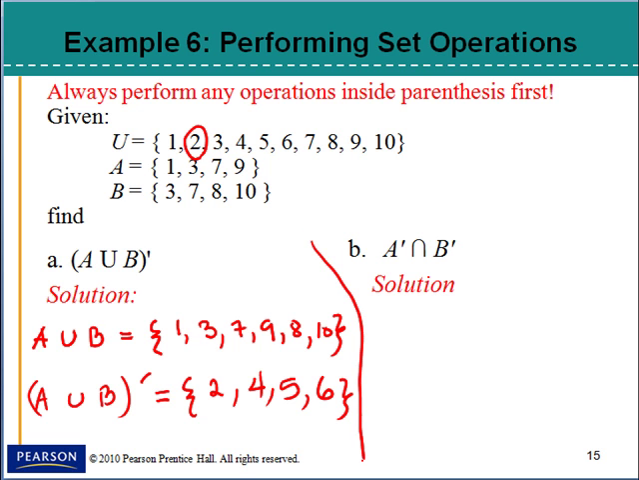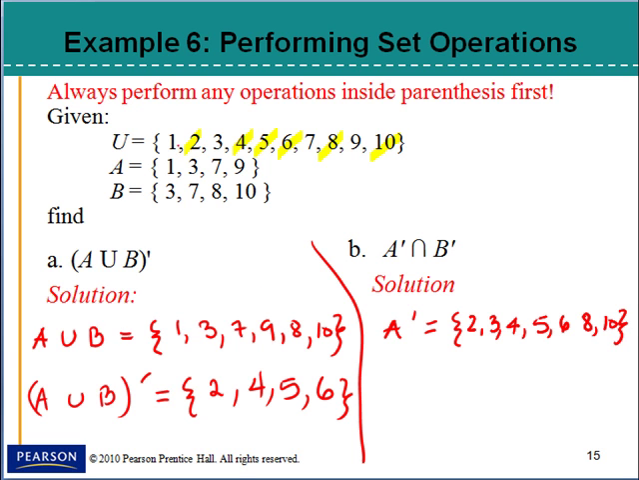Let's try part B. First, I'm doing A complement. I'm looking for all the elements belonging to the universal set but not in A, which is 2, 4, 5, 6, 8, and 10. These are the elements belonging to the universal set but not in A.